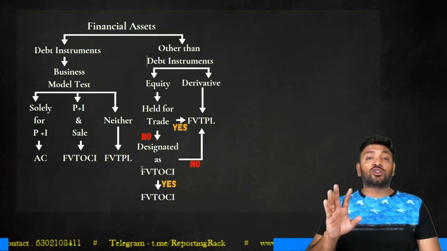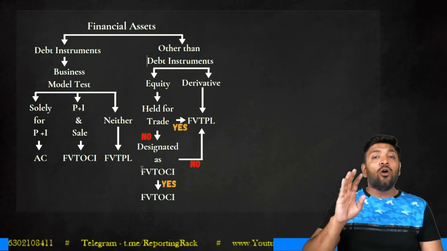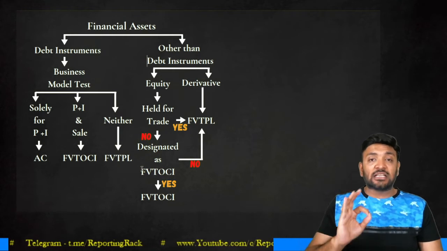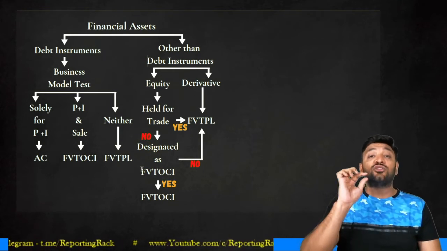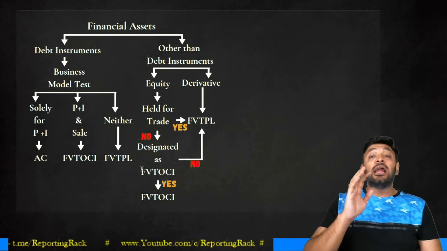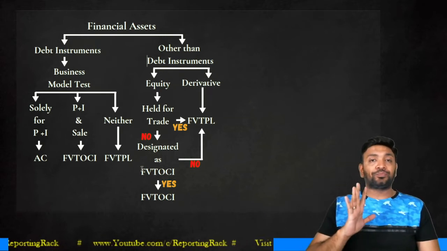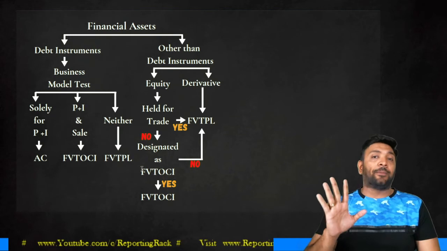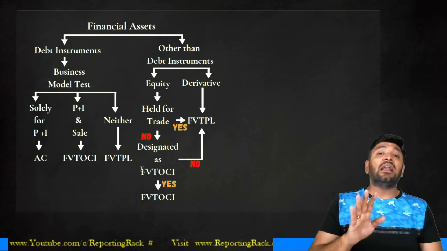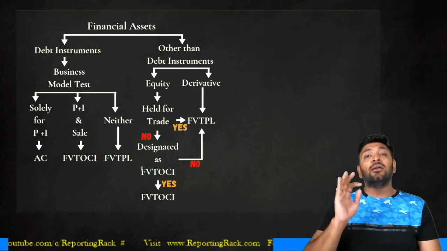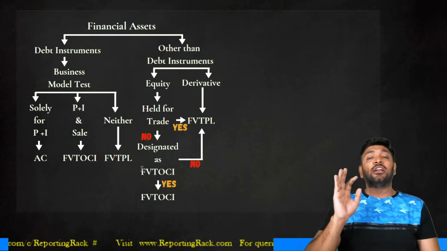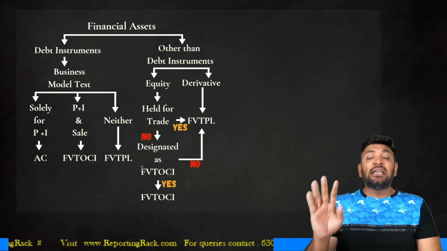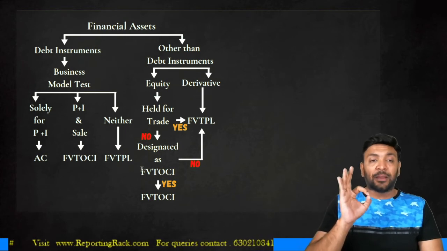However, when I come to equity instruments, they can either be classified as FVTPL or as FVTOCI. For me to classify an equity instrument as FVTOCI, it should be an equity instrument which is not held for the purpose of trade, and it should be specifically designated as OCI. If the equity instrument is held for trade, it should be treated as FVTPL. Or if an equity instrument is not held for trade but not designated as FVTOCI, then it should again be classified as FVTPL. A derivative instrument will not go through all this process. A derivative instrument should always be classified as FVTPL only.